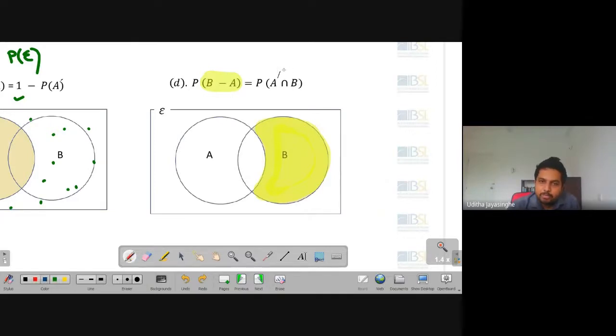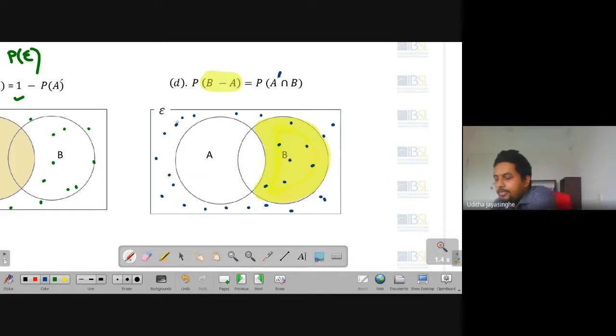You take the A complement. What's the A complement? This particular area that I'm putting the dots on. This is the A complement. And I'm finding the commonality with B. What is B? Let me use a different color, green color. Sorry, green is not very visible to you. If I use the red color, that's better. This is B.